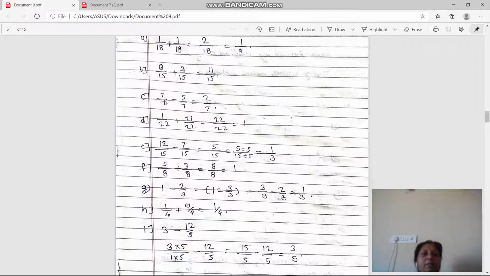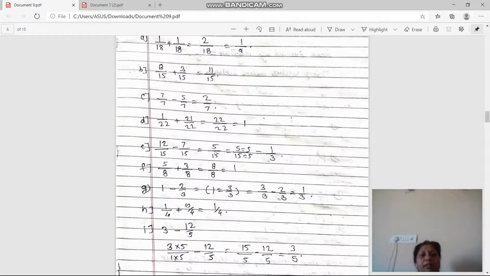Next, 7 upon 7 minus 5 upon 7. So the denominator is the same. You have to write the denominator as it is. 7 minus 5 we get 2. So 2 upon 7. Okay. So 1 upon 22 plus 21 upon 22. So 21 plus 1 we get 22 upon 22. So it is 1.